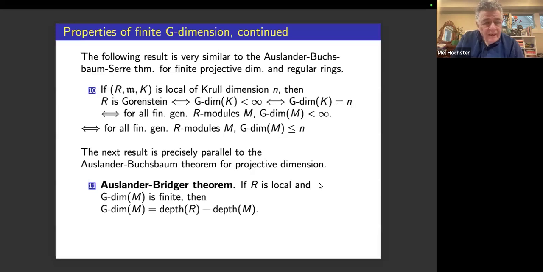Again, I've been going pretty quickly, but if you've never seen G dimension before, I hope this will show you it's an attractive theory. And since every module has finite G dimension in the Gorenstein case, it's pretty useful. Have there been any questions at this point?